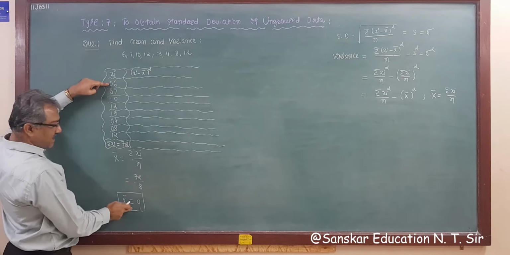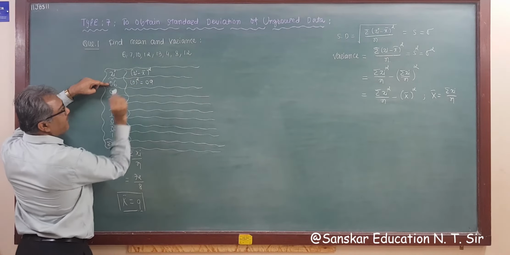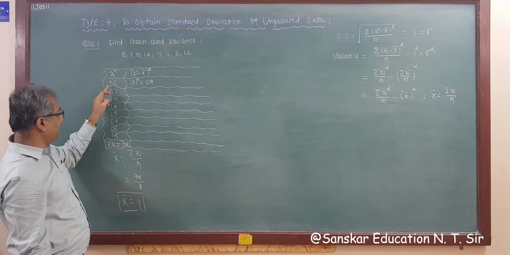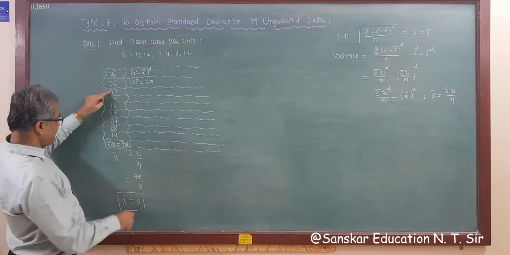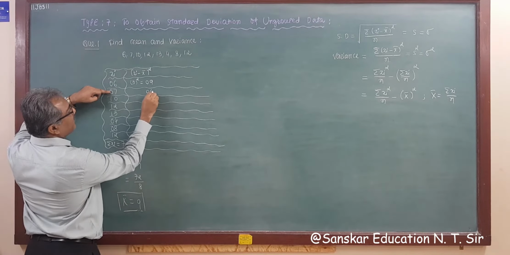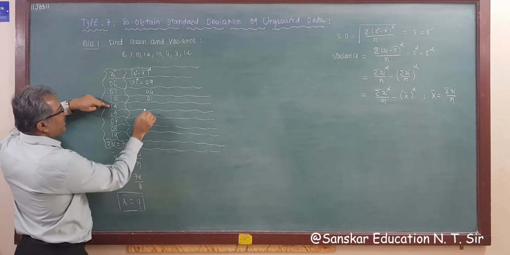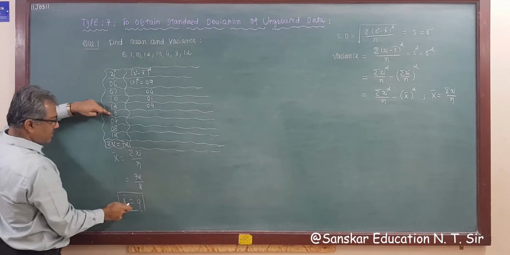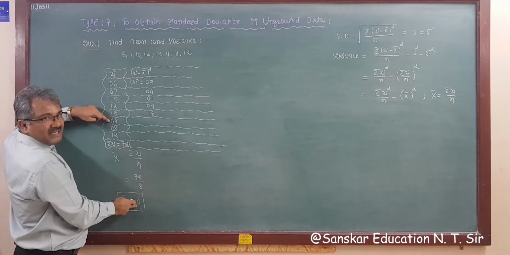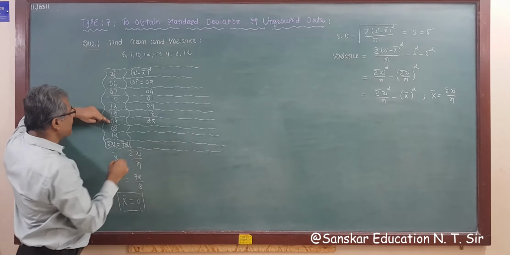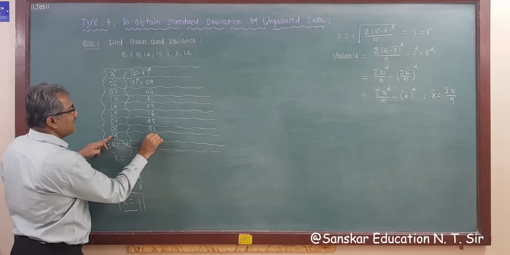So x bar is 9. 6 minus 9 is minus 3, 3 square is 9. No need to write it like this; you can write directly 6 minus 9, 3 square, 9. 7 minus 9, 2 square, 4. 10 minus 9, 1 square, 1. 12 minus 9, 3 square, 9. 13 minus 9, 4 square, 16. 4 minus 9, minus 5, whole square means 25. 8 minus 9 means 1. 12 minus 9 means 9.